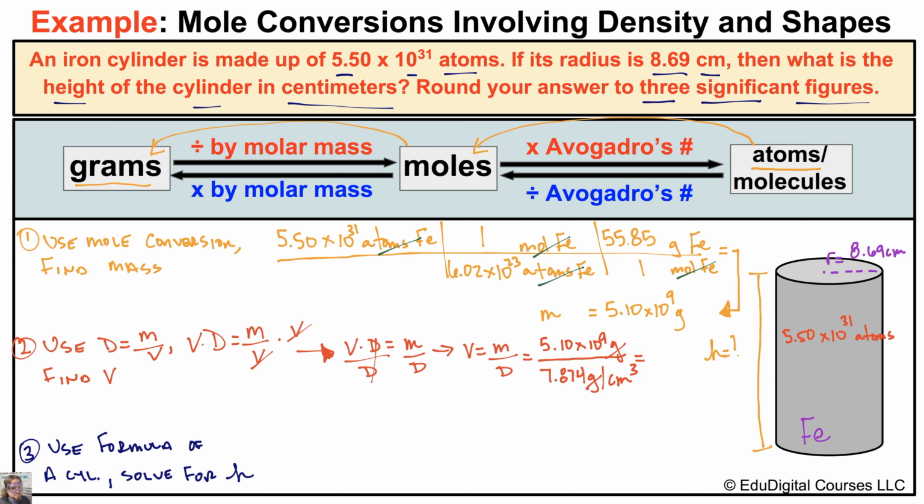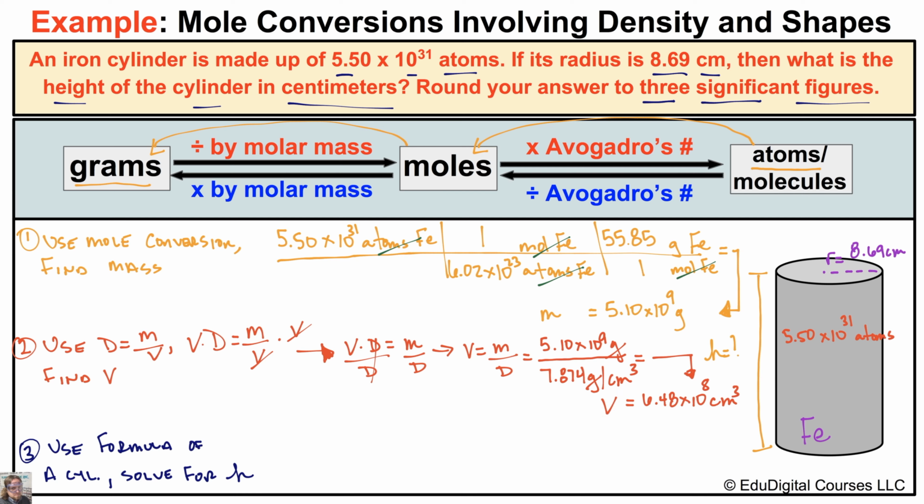And so we're going to end up with a volume of, let's go ahead and put this in our calculators, 5.10 times 10 to the 9th divided by 7.874, and we're going to end up with 6.48 times 10 to the 8th. We're running out of room, so I'll put that answer right here. So the volume here is going to equal 6.48 times 10 to the 8th centimeters cubed. So this is not our final answer, this is just the volume.